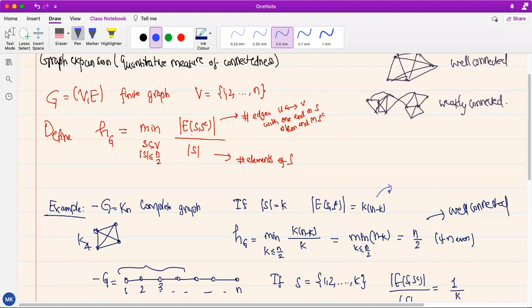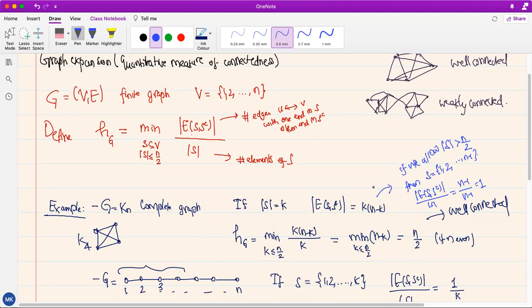Just think here. If we also allow sets with cardinality more than n by 2, then what should I take S to be? To make it less confusing, let me take S to be 1 to n minus 1. Then what will happen to E of S, S complement by cardinality of S in this case? In the complete graph, if I take S to be 1 to n minus 1, how many edges go out of S? It is n minus 1, everything that's connected to n. And the cardinality of S is n minus 1. So you see, this is 1. When n is large, this is way smaller than n by 2. So this is not a good idea.